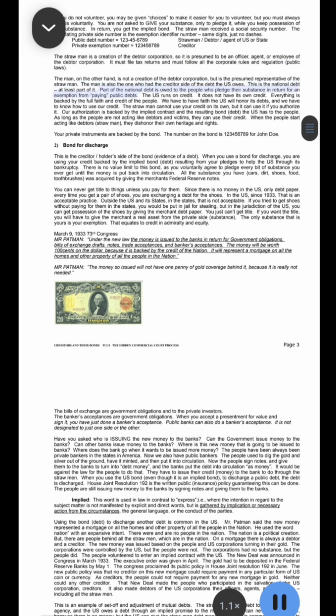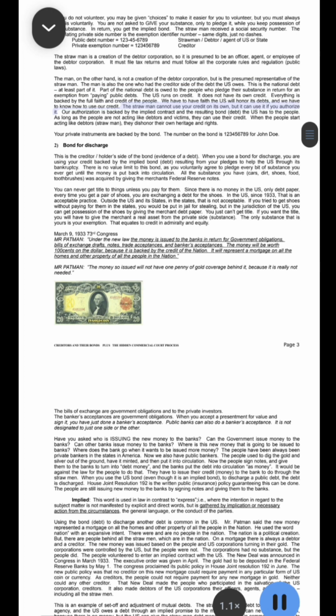Part of the national debt is owed to the people who pledge their substance in return for an exemption from paying public debts. The U.S. runs on credit. It does not have its own credit. Everything is backed by the full faith and credit of the people. We have to have faith the U.S. will honor its debts, and we have to know how to use our credit.